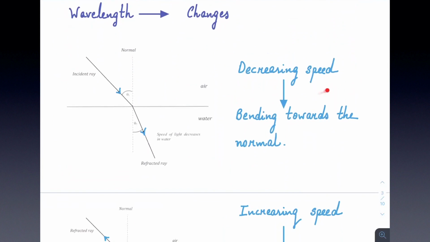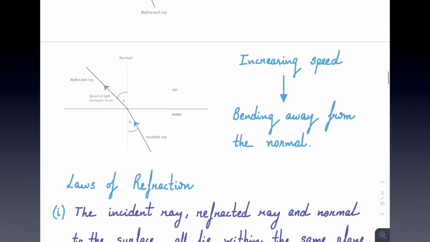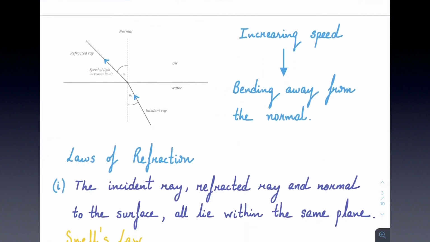If its speed decreases, then it bends towards the normal, such as shown in this figure for light traveling from air into water. So we have bending towards the normal. On the other hand, if the speed of light increases, such as shown here for light traveling from water towards air, then bending occurs away from the normal.